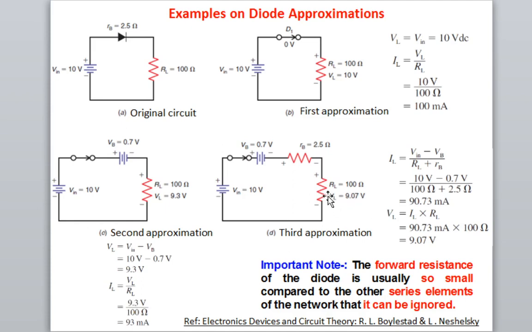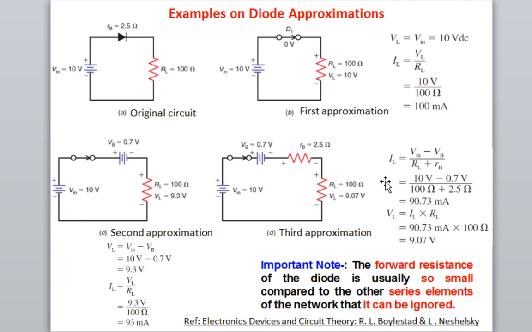And similarly, the voltage drop across the load resistance will be IL into RL. IL we have determined as 90.73 milliampere, multiplied by 100, so that is 9.07 volt. Now if you compare all three results, the first, second and third approximation: in the first approximation it is 10 volt, 100 milliampere. In the second approximation, 9.3 volt, 93 milliampere. Here it is 90.73 milliampere and 9.07 volt.